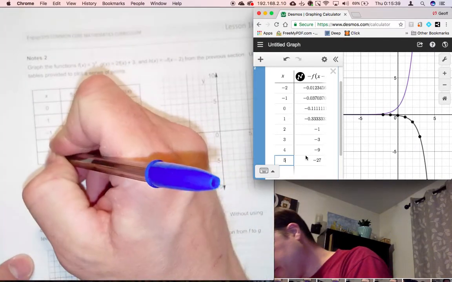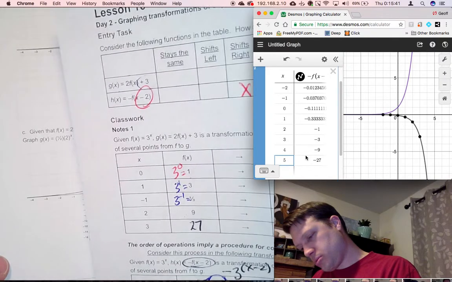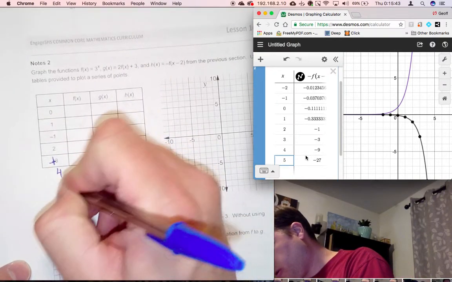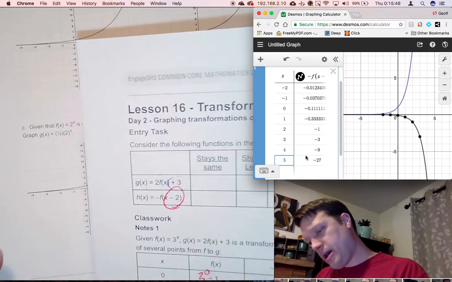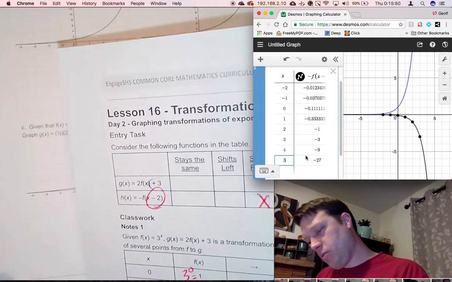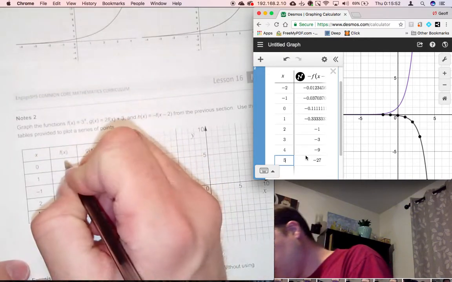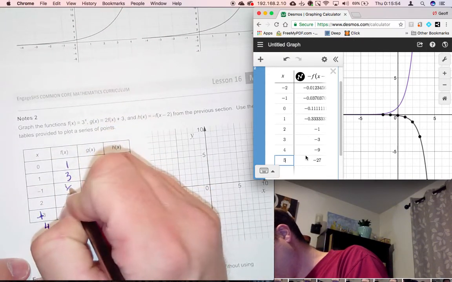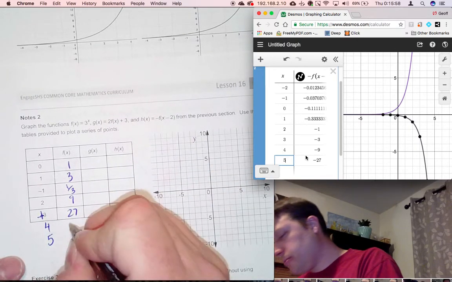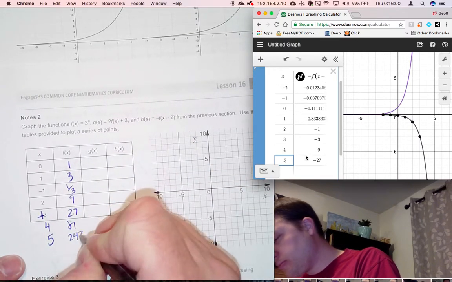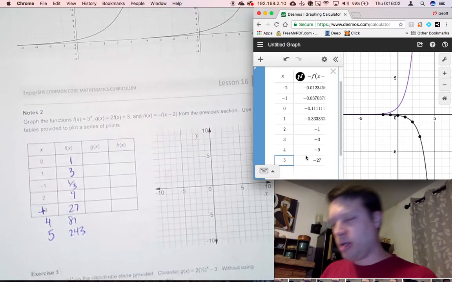This is positive. 3, 4, 5. Okay, so for f of x, I have 1/3, 1, 3, 9, 27, 81, 243. Those are useless numbers, though. I can't really plot them.